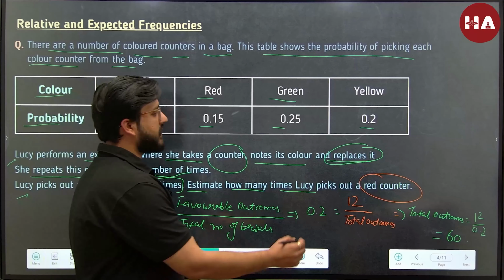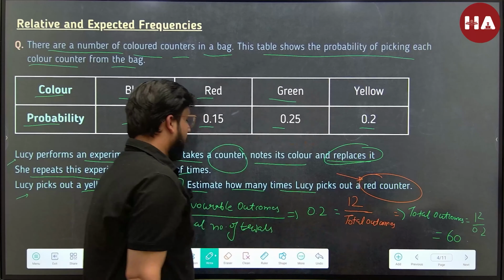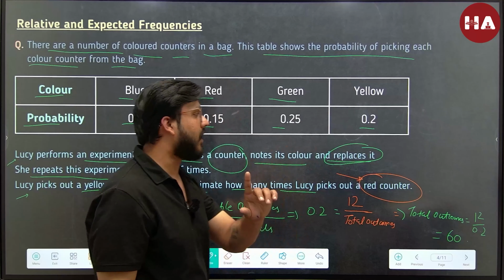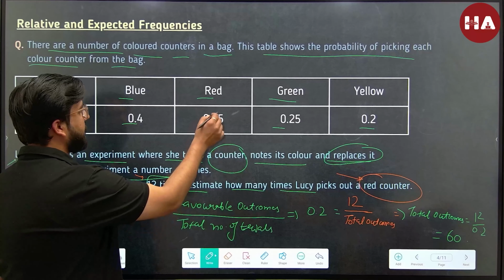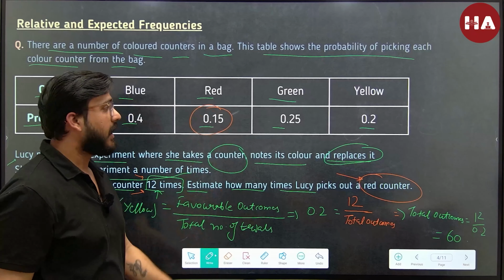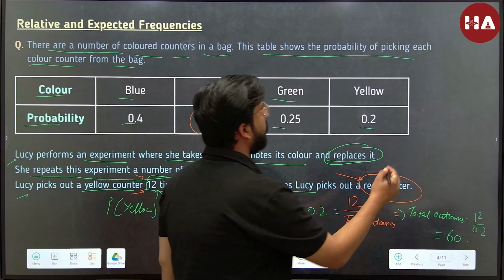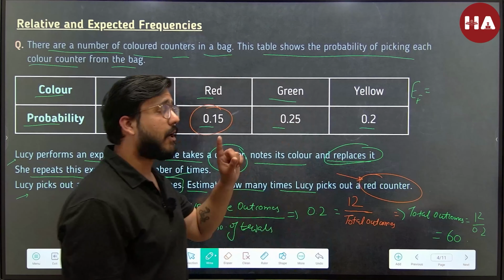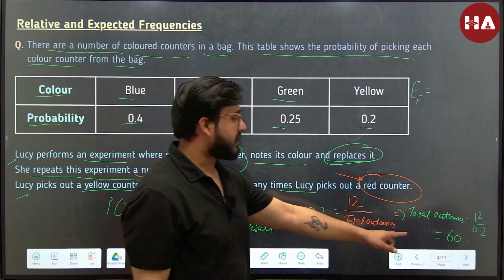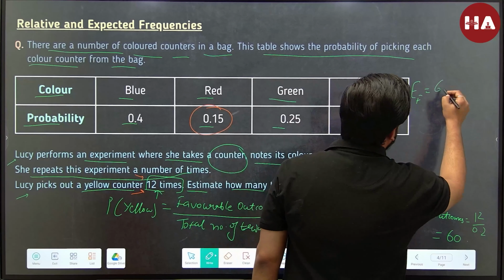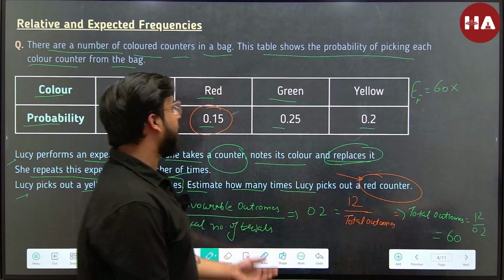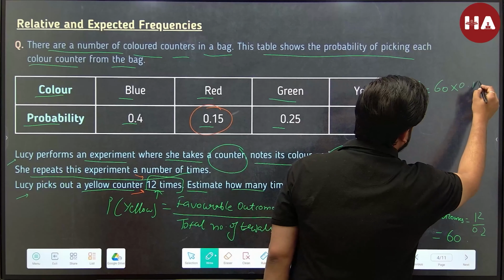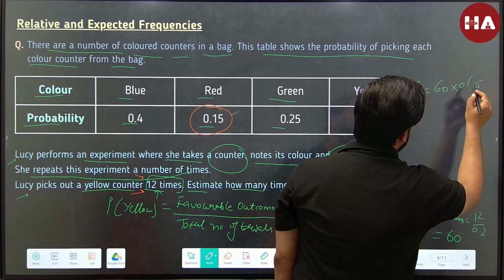Now what the question states is to estimate how many times Lucy picks out a red color. So we have to specifically take the red color into consideration. Then now the expected frequency formula will be what? Expected frequency is equal to the total number of outcomes, that is 60, multiplied by what? The probability of getting a red counter. So this will be 0.15. So you can evaluate this.